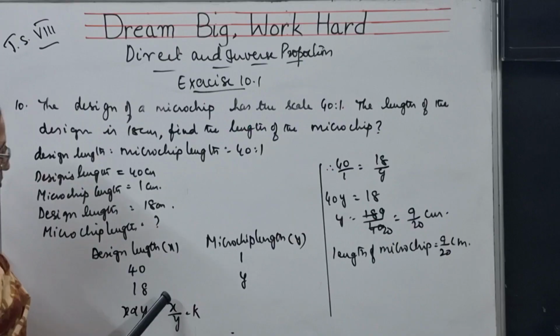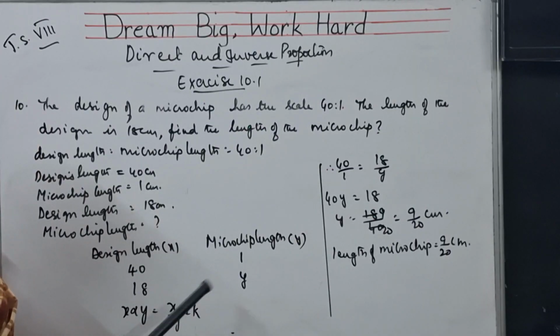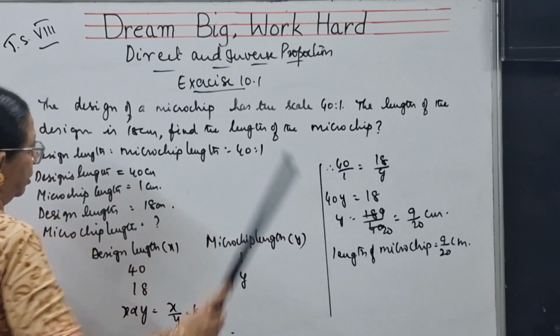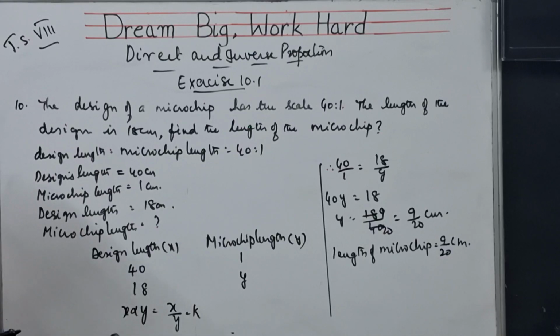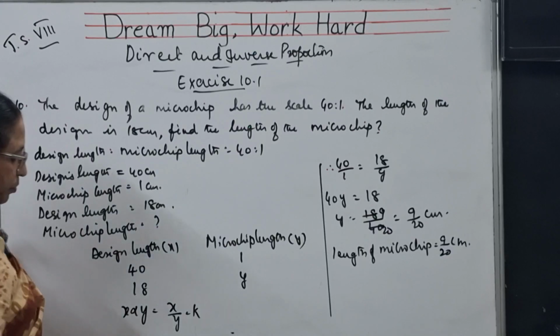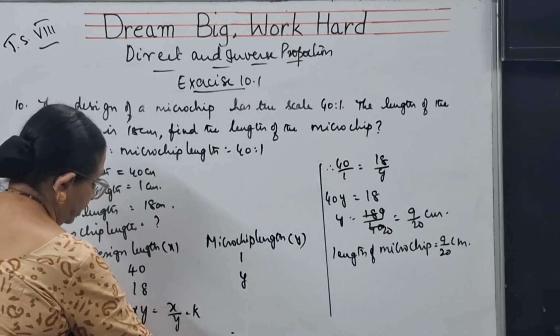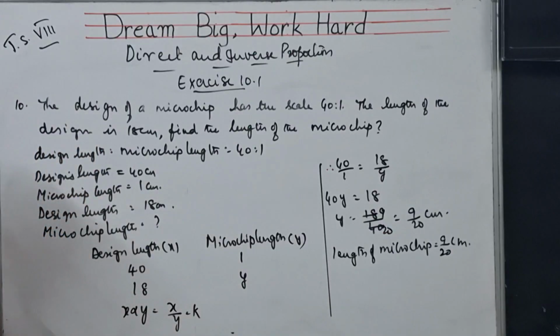So x is directly proportional to y, x by y is k. 40 by 1 is 18 by y. So 40y is 18, so y is 18 by 40. 9 by 20 centimeters is the length of the microchip. Please note it down, children.